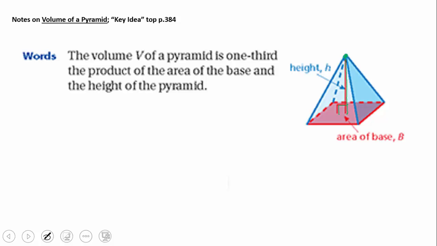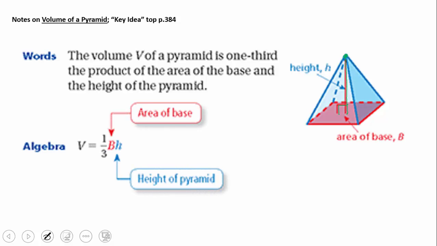Okay? Knowing that that's the height, we use that to find the volume, which is basically the same as for finding the volume of a prism. The volume of a pyramid, though, is only 1/3 the product of the area of the base and the height of the pyramid. So that means we're taking the area of the base times the height and we're dividing it by 3. So my formula, instead of multiplying by 1/3, I like to say volume is area of the base times the height divided by 3.